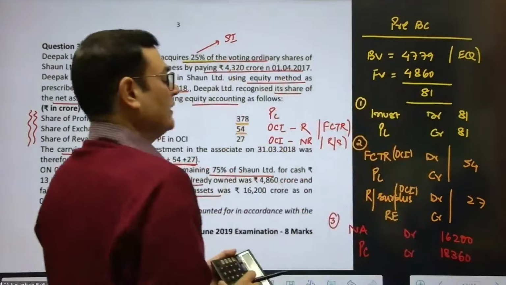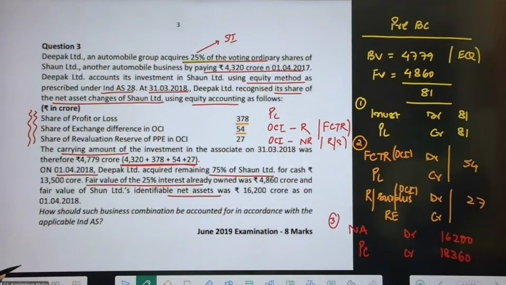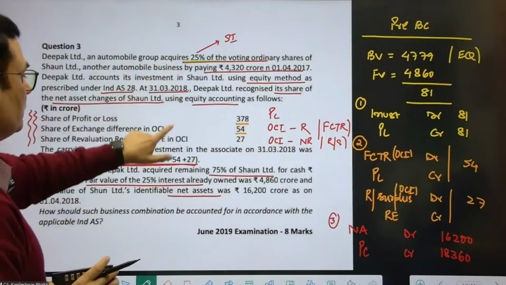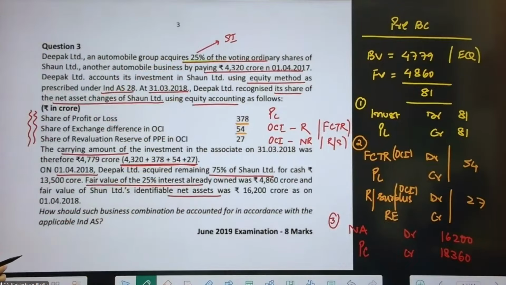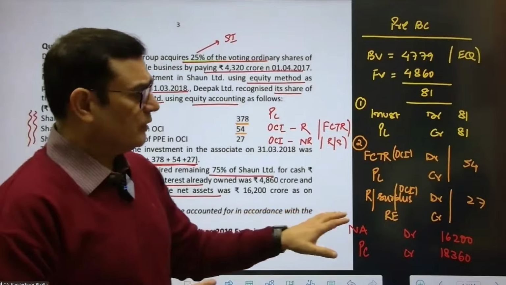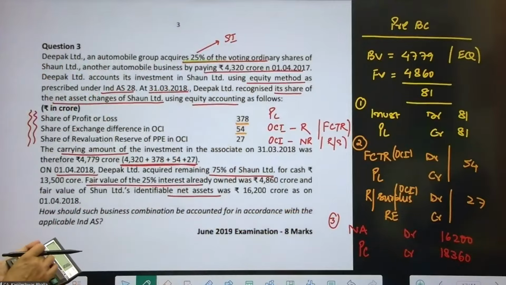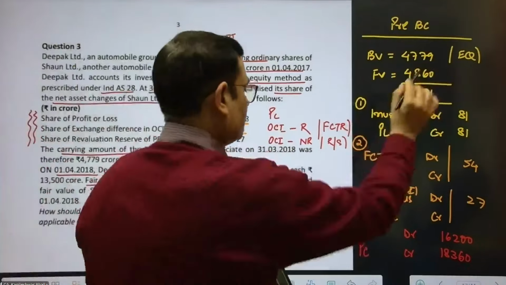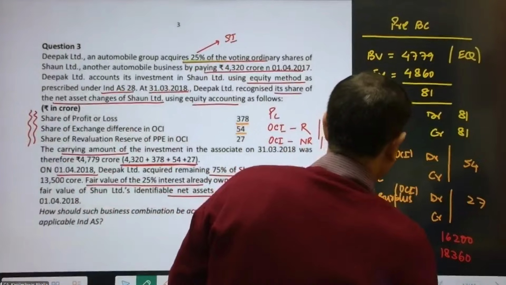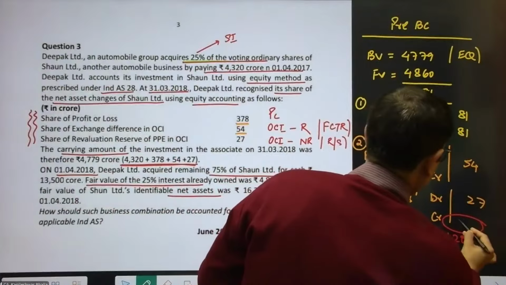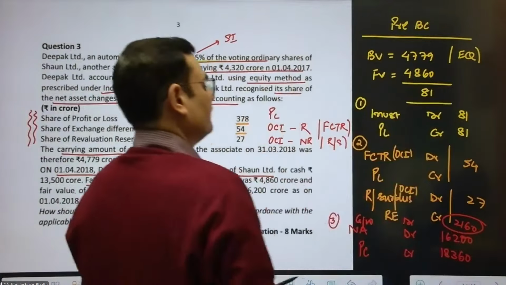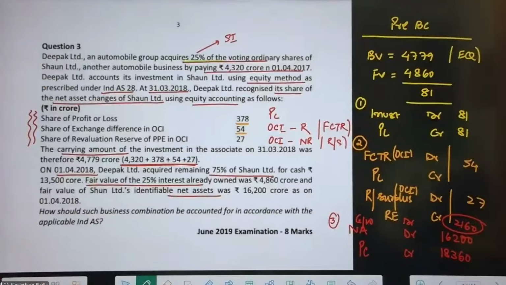Is there any NCI left over now? No. We were at 25% stake. We acquired another 75% stake. I think that makes it a total 100% stake. So can I conveniently take the difference as goodwill? So we get a difference, goodwill, in this entry. That is 2,160. That is the balancing figure. So I've done three separate entries, as you can see.